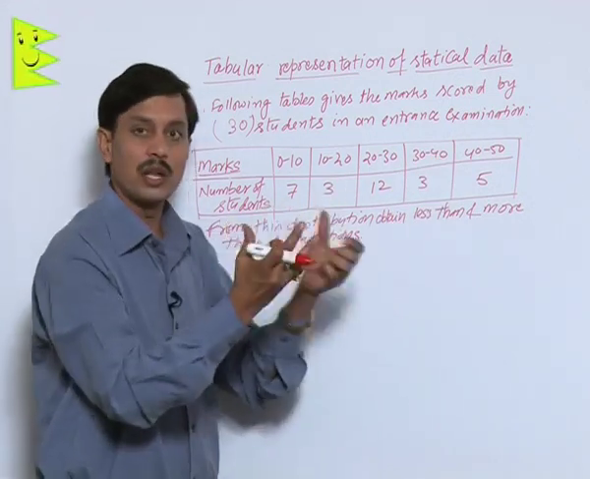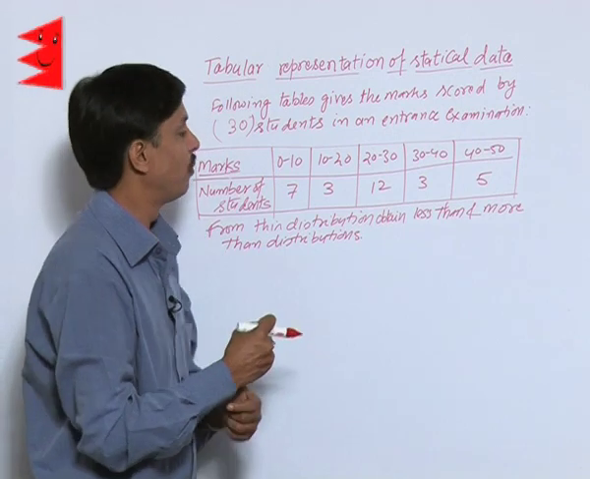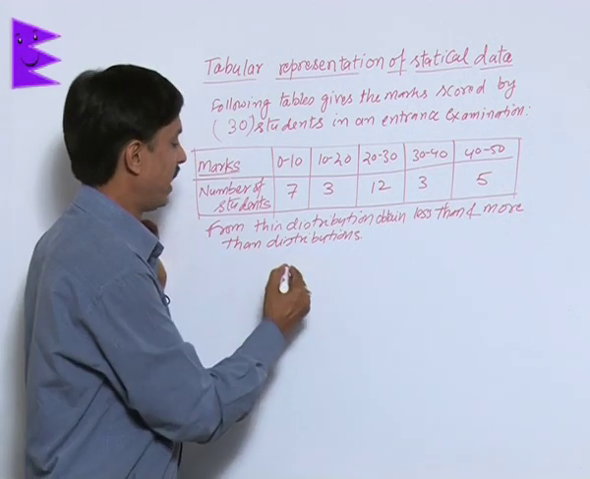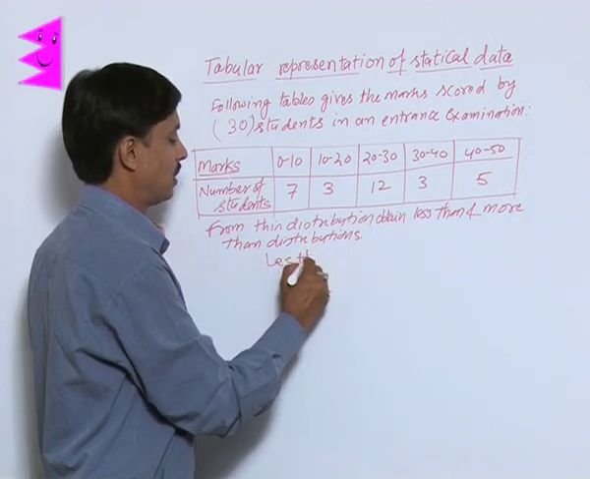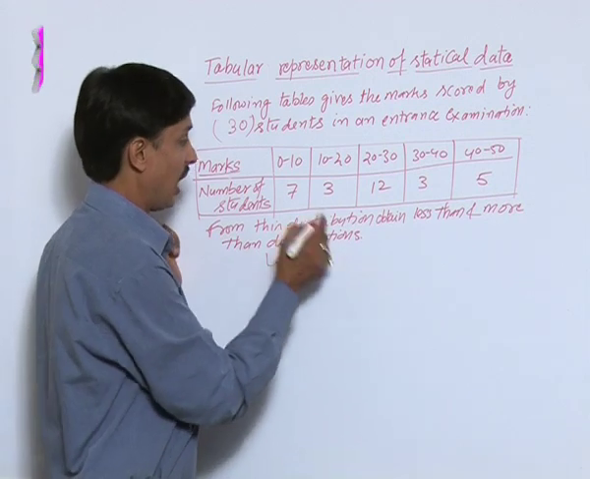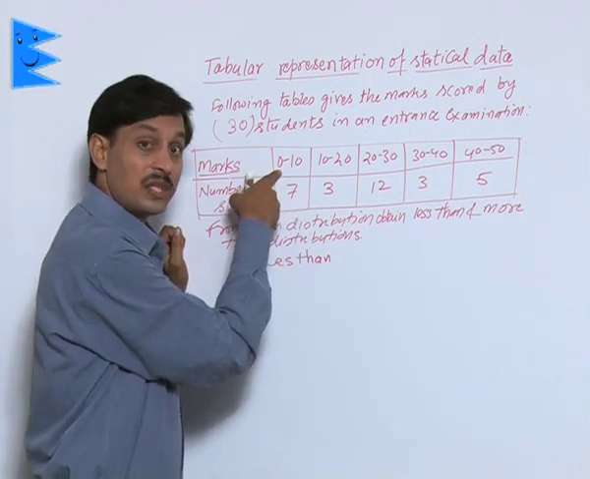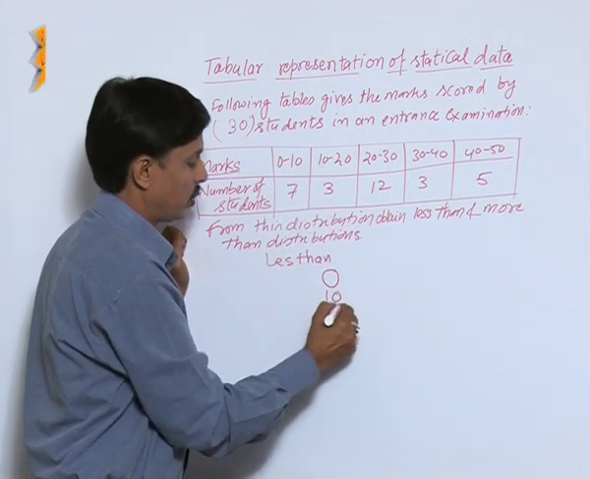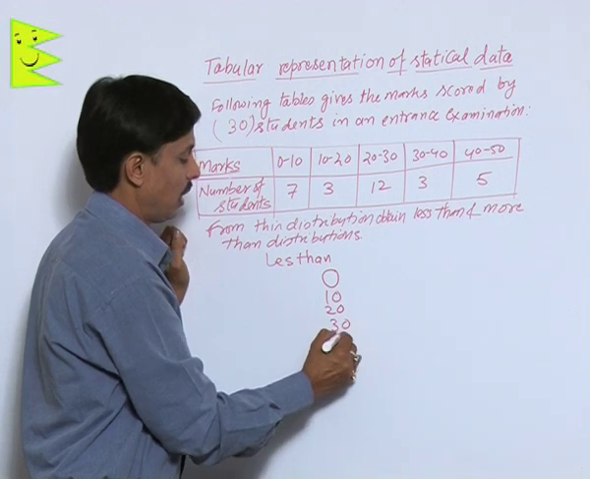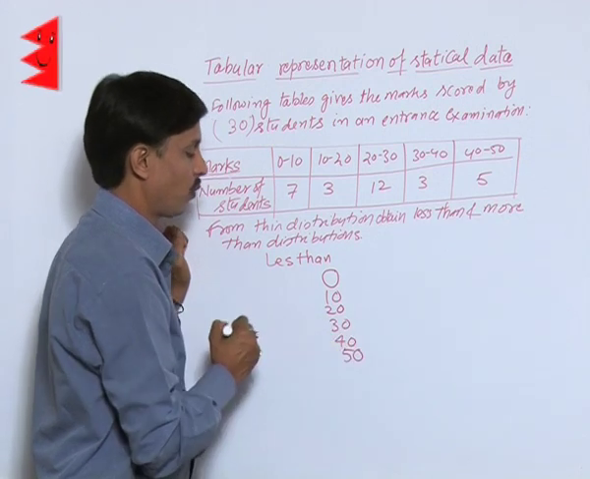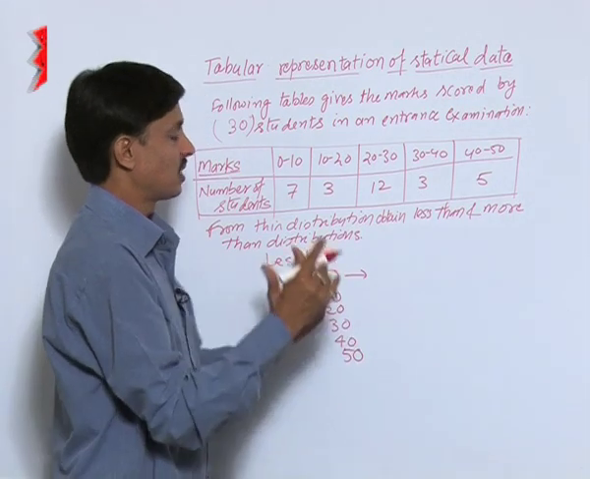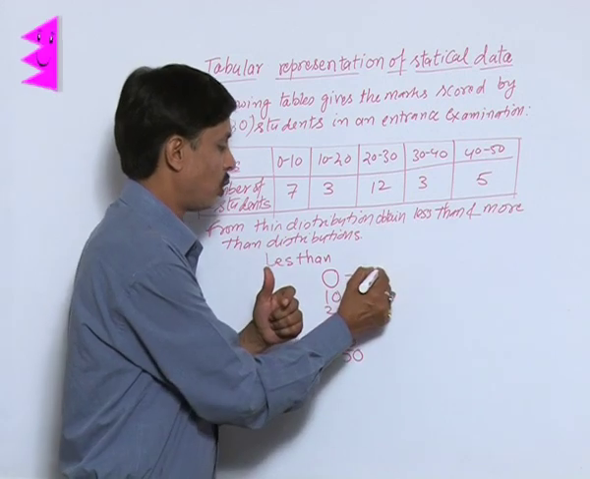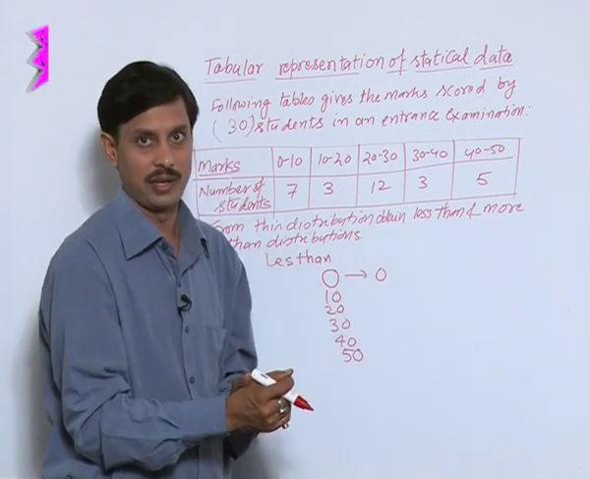I want to make two other distributions, the less than and more than distributions. What is the less than distribution? We will write it like this: less than. Less than what? The least limit of the first interval is 0. Less than 0, then less than 10, less than 20, less than 30, less than 40, less than 50. If I ask how many students in the test have scored marks less than 0, there is no student, because no negative marking is there.